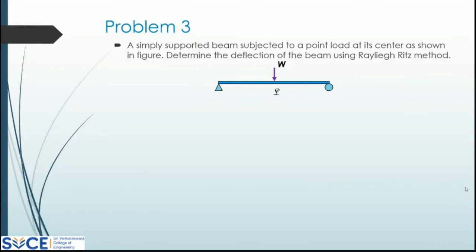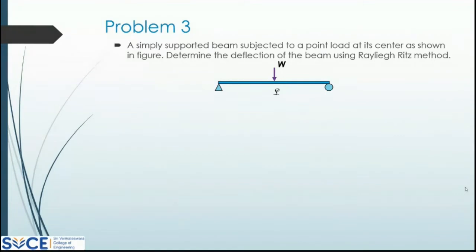Okay, thank you. So this is the same problem we discussed last class. You have a simply supported beam having a point load at the center. We know the boundary conditions: when x is 0, y is 0, and when x is L, y is 0. At the midpoint, when x is equal to L by 2, your deflection y will be maximum at the center.